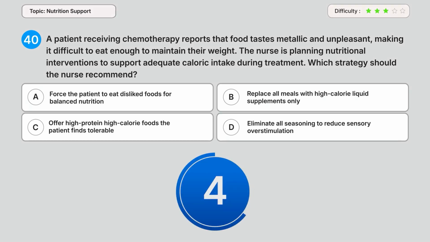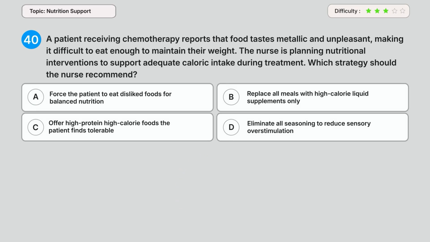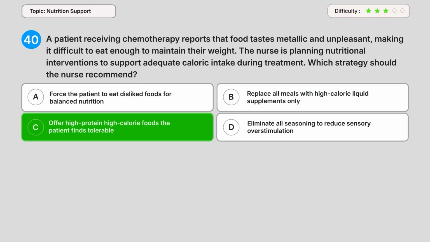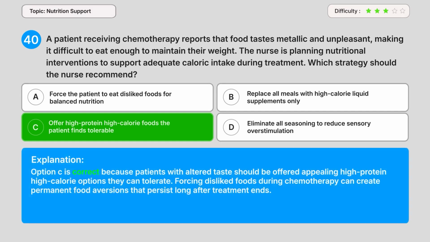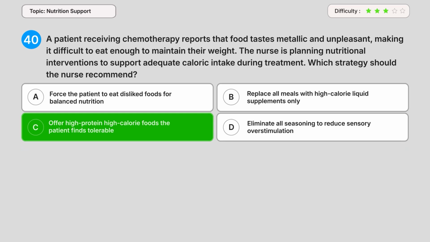What do you think is the answer? Correct answer, C. Offer high-protein, high-calorie foods the patient finds tolerable. Explanation. Option C is correct because patients with altered taste should be offered appealing high-protein, high-calorie options they can tolerate. Forcing disliked foods during chemotherapy can create permanent food aversions that persist long after treatment ends.